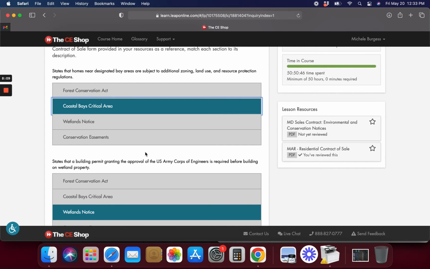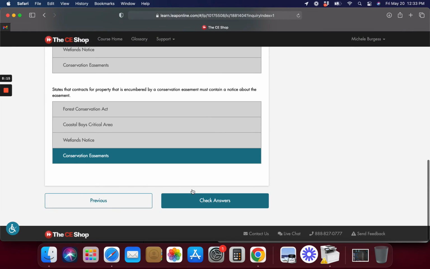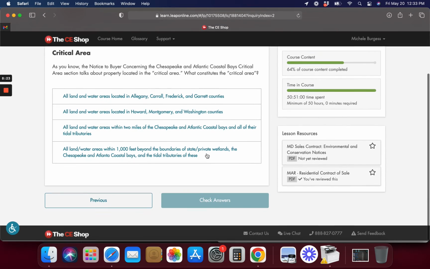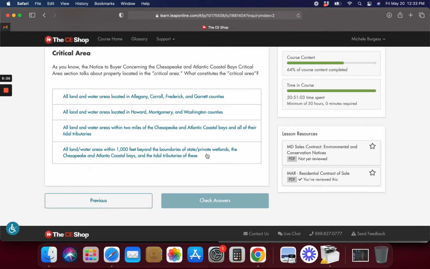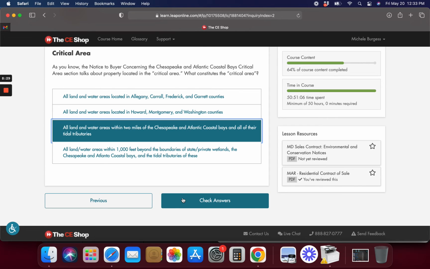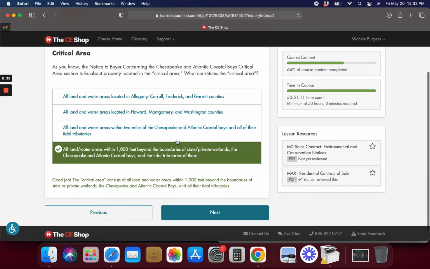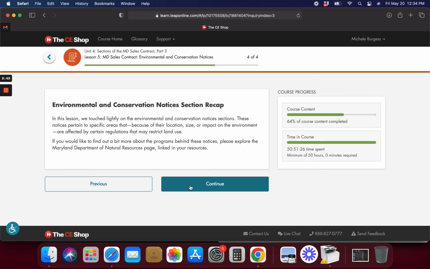And this is for Maryland, by the way. This is specific because we have the Chesapeake Bay here in Maryland, and some in Virginia too, by the way. All right, this is the Chesapeake and Atlantic Coastal Bay critical area. And what constitutes a critical area? All right, I think this is it. Okay, the critical area is land and waters within 1,000 feet beyond the boundaries of the state or private wetlands and all their tributaries. And this is going to be under the environmental and conservation notice in the contracts.